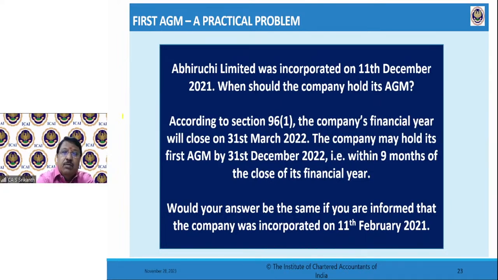So when should it have? No problem. If it is the 11th December 2021, nothing can be done. It will be on 31st March 2022. Straight away, according to the section, the company's financial year will close on 31st March 2022. The company may hold its first AGM by 31st December 2022.